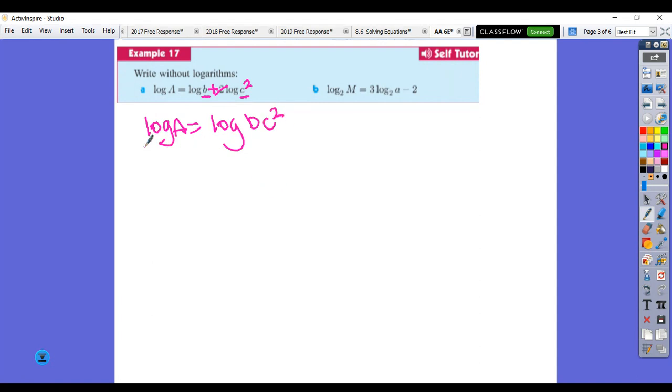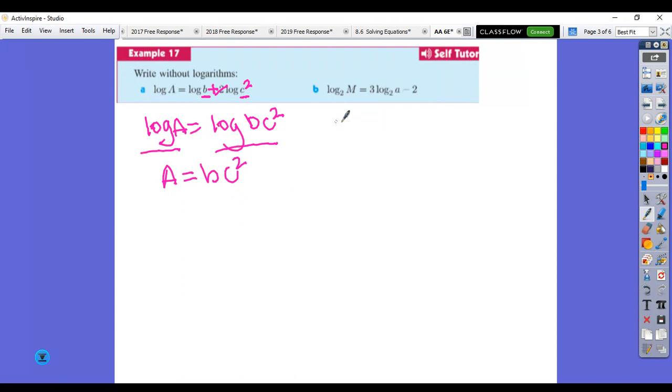Then as soon as I have one log on each side, think about it this way. What makes the left side equal to the right side? If everything on the left equals everything on the right, as soon as the logs are the same, what makes A equal BC squared? And this is my final answer. This equation is just like this one, because log of this will equal log of this. So A must equal BC squared. All right, same thing over here.